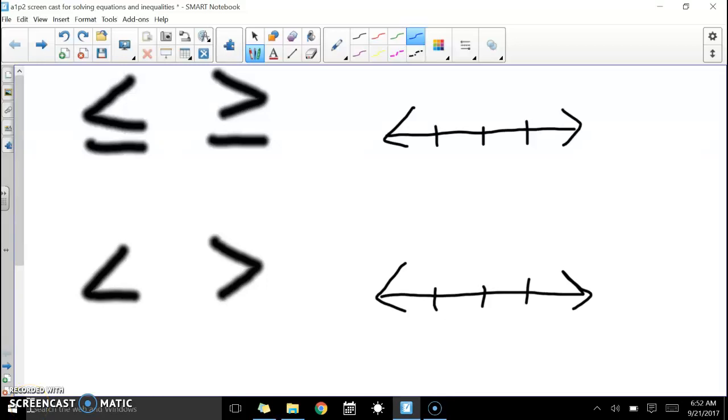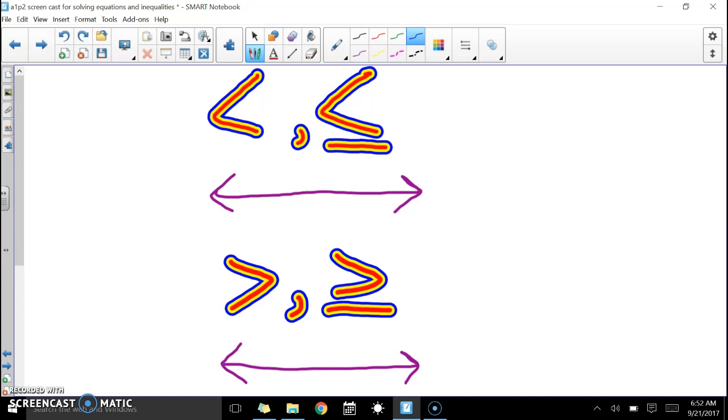All right, let's review what kind of circle we would put on our graph when our signs are the less than or equal to or the greater than or equal to. If you see the line underneath the inequality, you know you're going to have to fill your circle in. Okay? If it's just the less than or greater than and no line, it's going to be open. That's pretty easy.